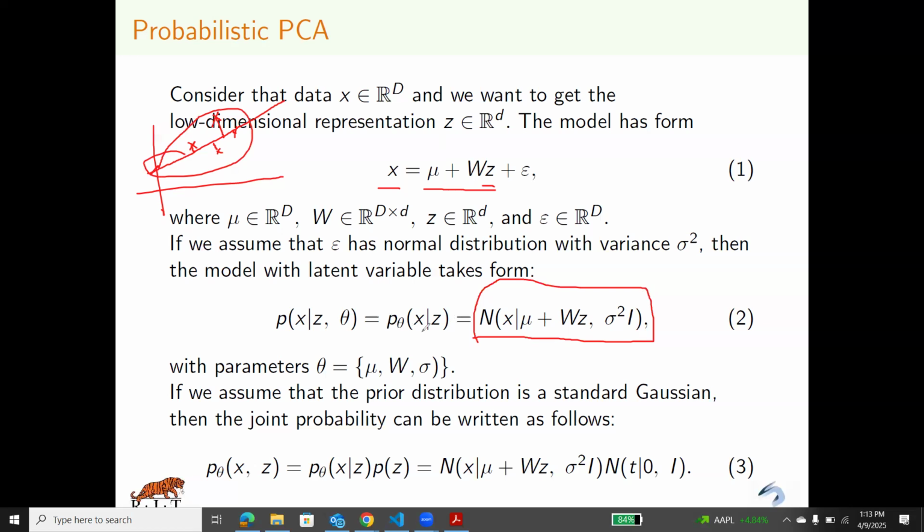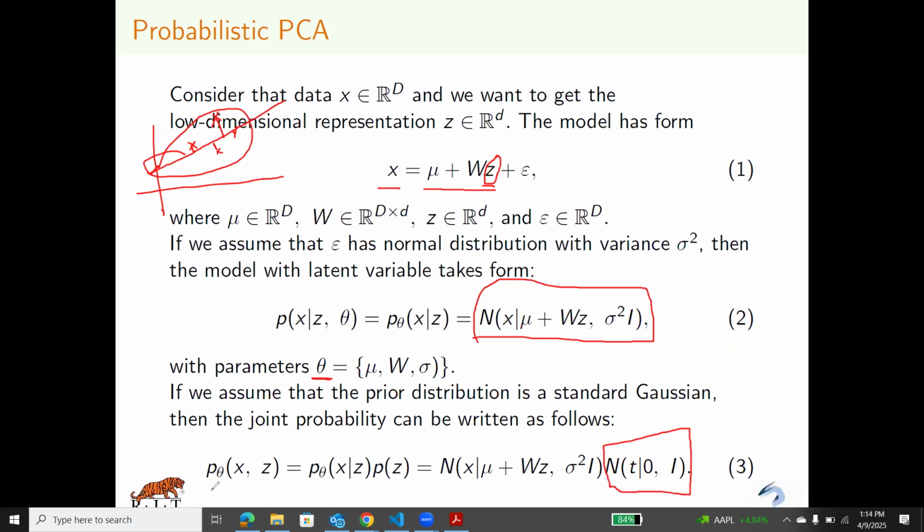And they have normal distribution. I will use one letter for parameters. In this case, theta stands for all parameters: mu, which is the capital D dimensional vector, matrix W, which is the capital D times the lowercase d, and sigma. So the set of parameters. And finally, we assume that our variable z, the low dimensional variable, has the standard Gaussian distribution.